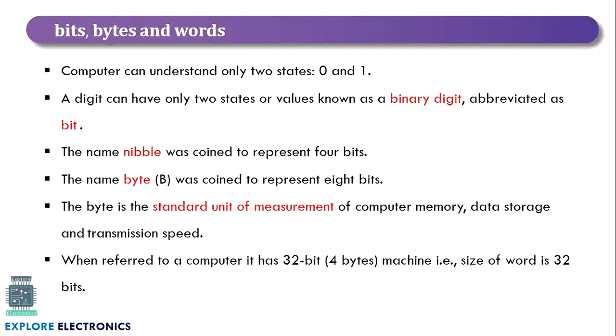This byte is a standard unit of measurement of computer memory. And also the transmission speed is measured in bytes. When we refer to a computer, if we say that it is 32-bit, that means it is capable of processing 32-bit data. So a word is 32 bits.